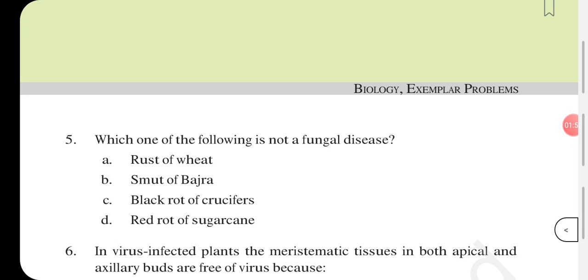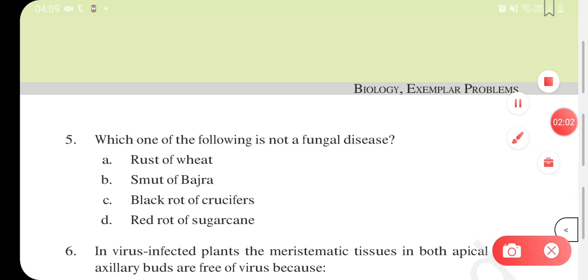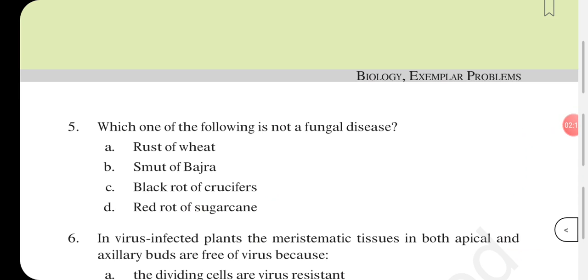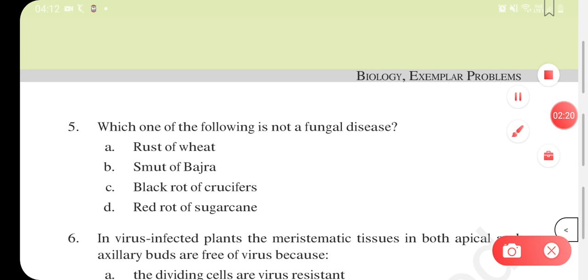Which one of the following is not a fungal disease? Rust of wheat, smut of bajra, black rot of crucifers, red rot of sugarcane. Which is not a fungal disease? So here the answer will be black rot of crucifers. Black rot of crucifer is a bacterial disease, it is not a fungal disease.